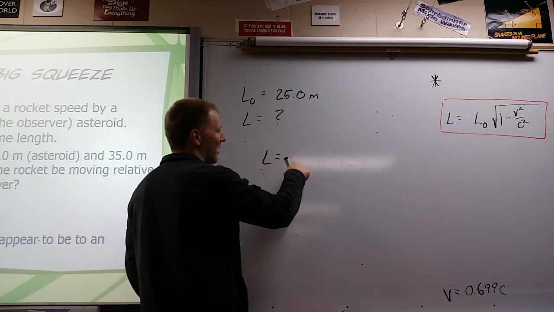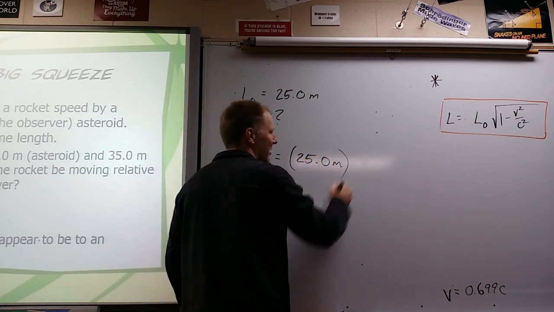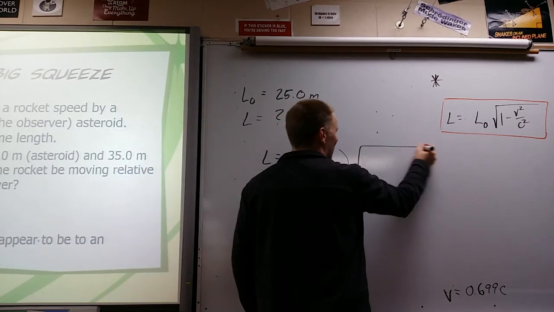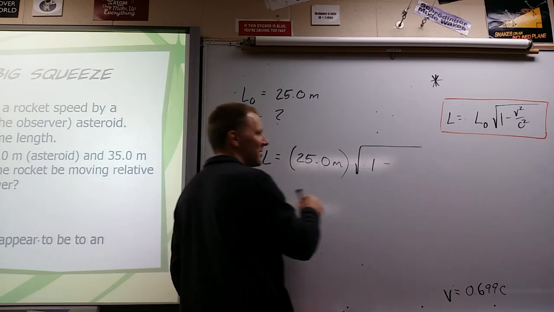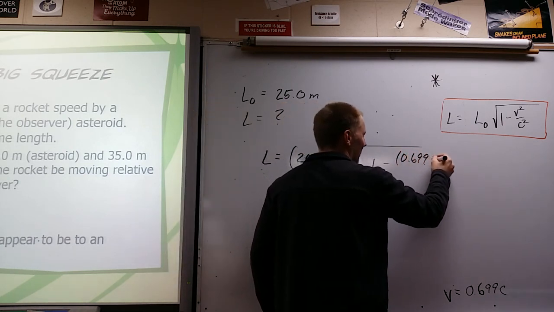We can use that equation as is. We know that if we were still, we would measure it at 25 meters in length, and we know our speed relative to it now is 0.699 c. Why can't we find the L?